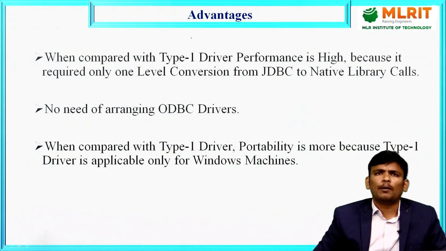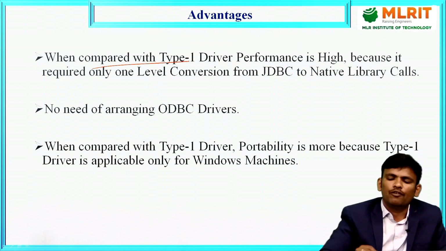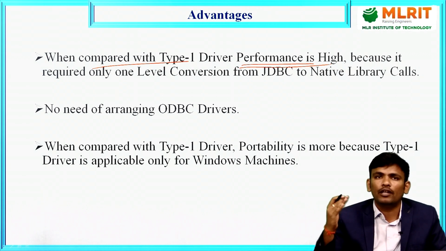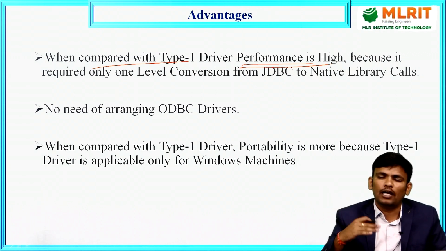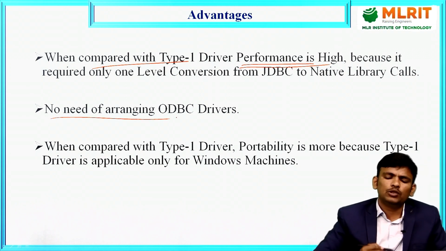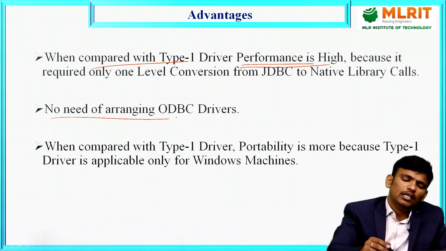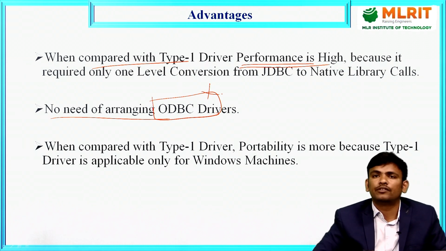Now coming to the advantages of using this type 2 driver. When compared with the type 1 driver, as I mentioned, the performance is high. Why? Here the number of levels of conversion is reduced. Earlier we had 2 conversions, but here only one conversion. So the number of conversions is reduced, which means performance wise it is better. Now here there is no need to arrange an ODBC driver. In the type 1 driver, we compulsorily need to use the ODBC driver; we need to take support from it. Here this ODBC driver is no need to use, so it is replaced with the native libraries.